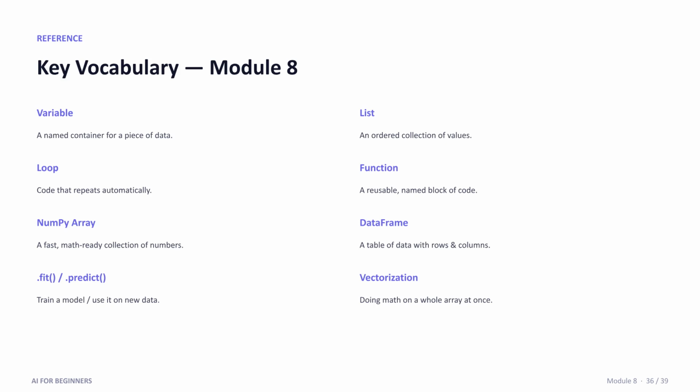Here is a quick vocabulary reference for you. Feel free to pause and take a screenshot of these terms. They are the building blocks we've covered, from variables and loops to vectorization and data frames. These are the foundations of all the AI work you will do moving forward.